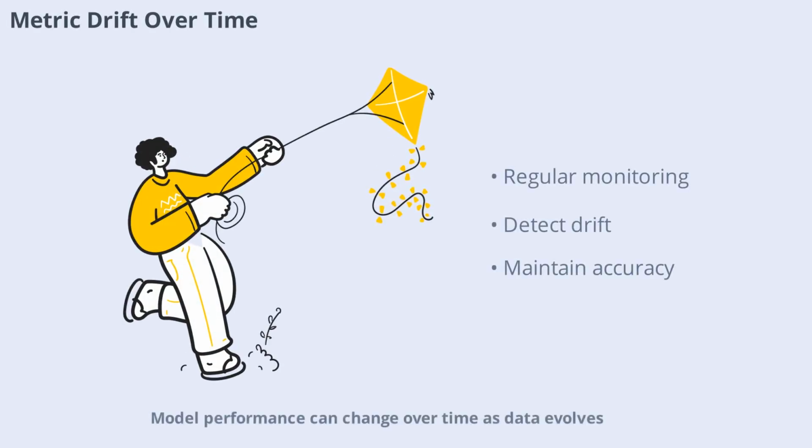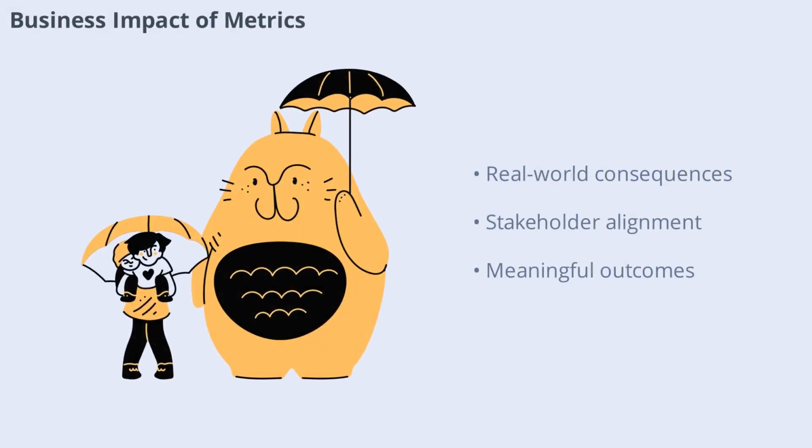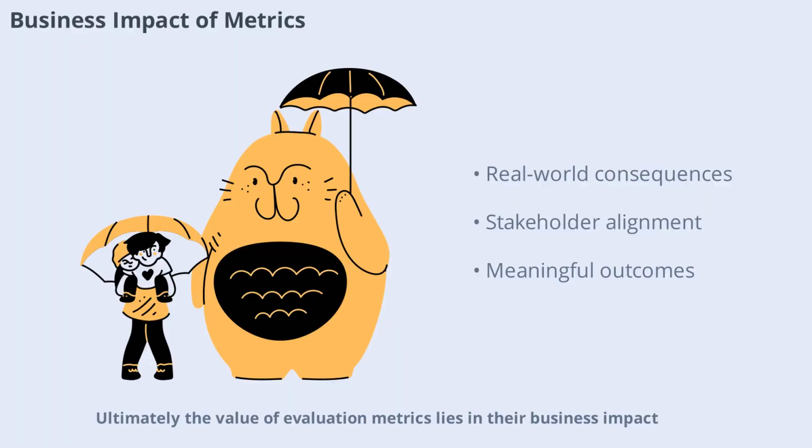Model performance can change over time as data evolves. Monitoring evaluation metrics regularly helps detect drift and maintain model accuracy. Setting up automated metric tracking and alerts ensures that you catch issues early and can retrain or adjust your model as needed. Ultimately, the value of evaluation metrics lies in their business impact.